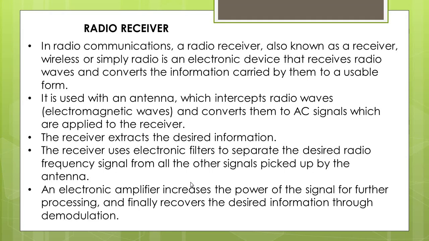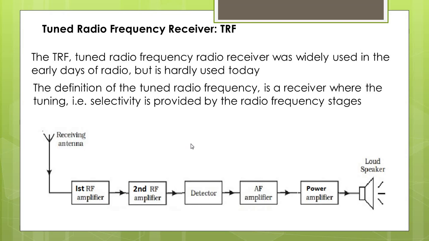Because all the electromagnetic waves are simply transmitted into free space, the input to the radio receiver will be many signals, but out of so many signals the receiver has to extract only the desired signal. So the filters are used to pick up the desired radio signal. Then we have an amplifier which increases the power of the signal for further processing, and finally recovers the desired information through demodulation.